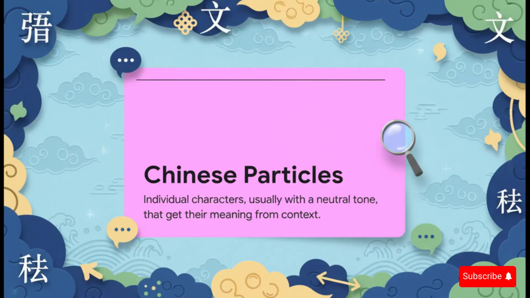So what exactly are particles? Well, the easiest way to think about them is as function words. There are three key things to keep in mind. First, they're always just single characters. Second, they usually have that neutral or fifth tone, which makes them sound really light and subtle. And third, and this is the most important part, they don't really have a fixed meaning by themselves. Nope, they get all their power from the words around them, helping to change the tense, the structure, or even just the whole feeling of a sentence.